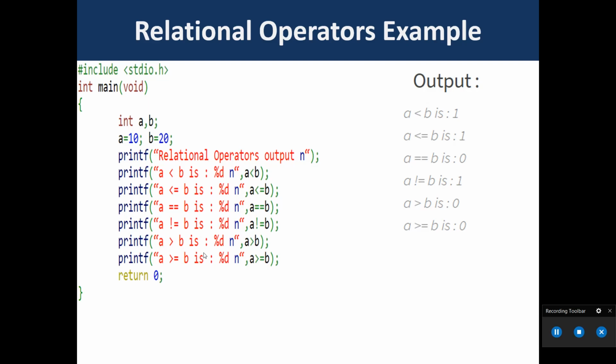printf "a > b is %d", a > b, then printf "a >= b is %d", a >= b, then return 0.